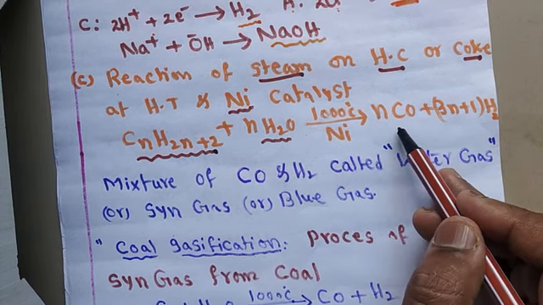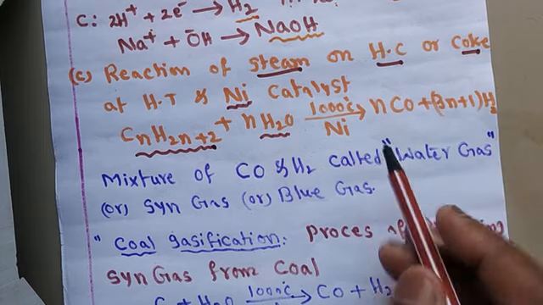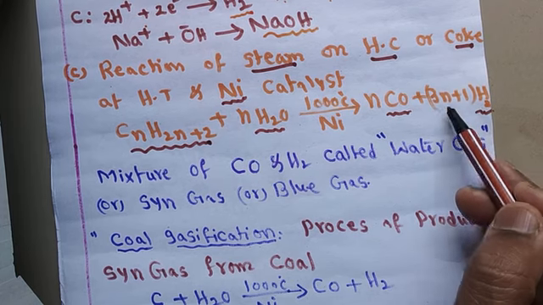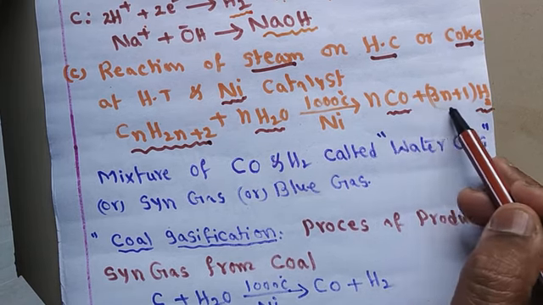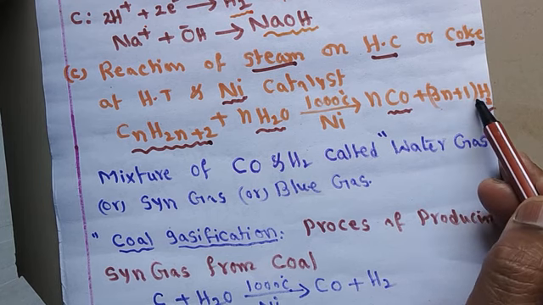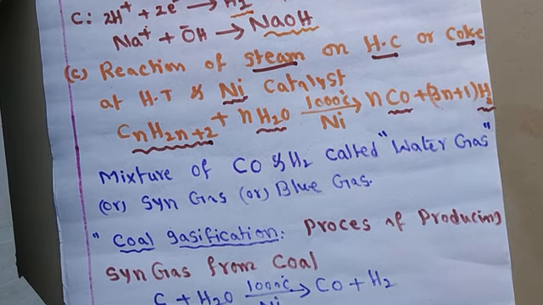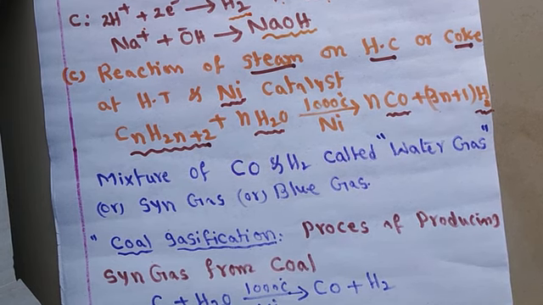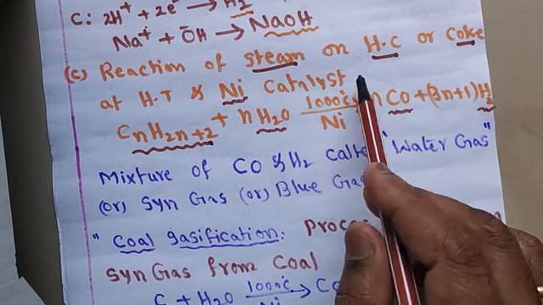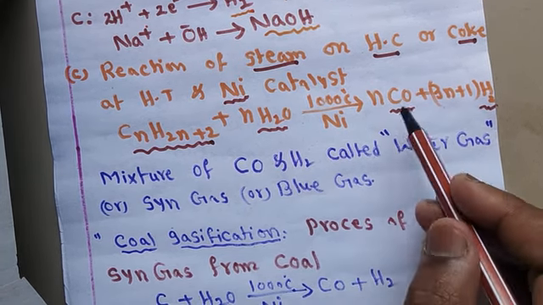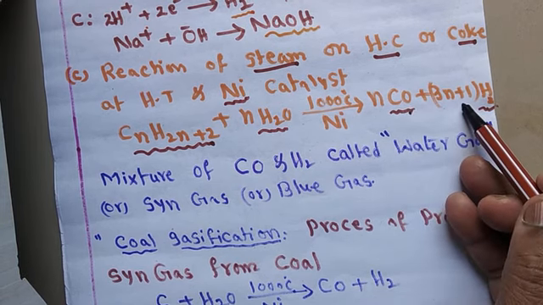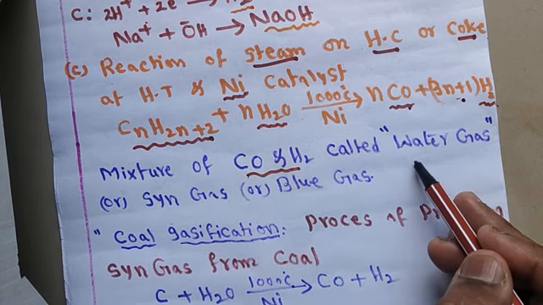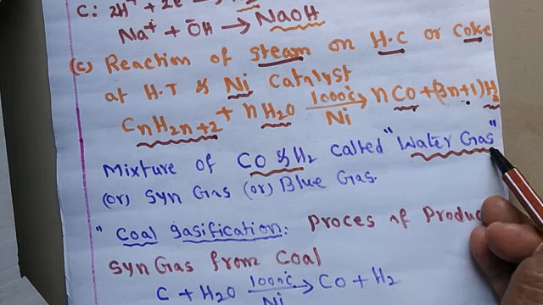Then products are formed. Which products are formed here? One product is carbon monoxide, and hydrogen gas is also formed. How many moles? n moles of carbon monoxide and 3n plus 1 moles of hydrogen gas are liberated. That is the general reaction for the action of hydrocarbons with steam, children. The products are carbon monoxide and hydrogen. This mixture of carbon monoxide and hydrogen has a specific name. That is called water gas.